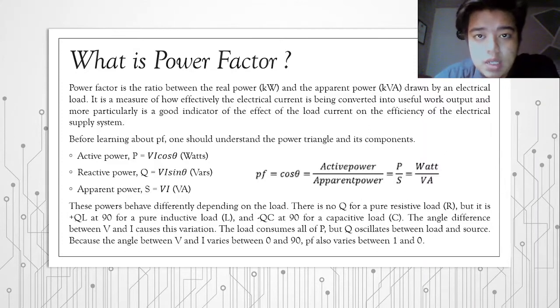The angle difference between voltage and current causes this variation. The load consumes all the P, but all the Q oscillates between load and source, because the angle of voltage and current is between 0 and 90 degrees. Power factor also varies between 1 and 0.